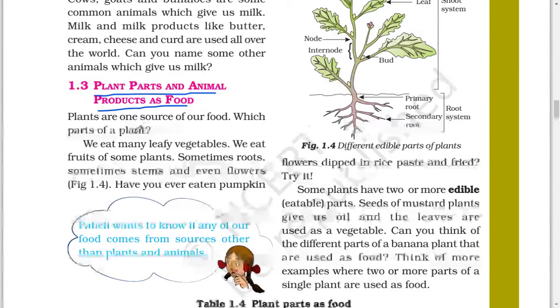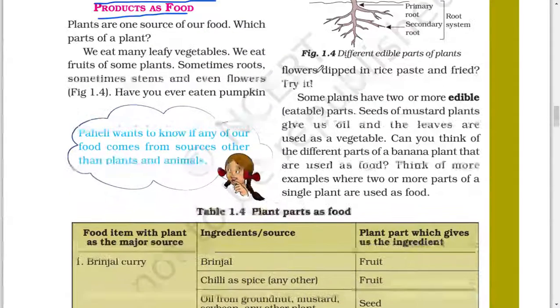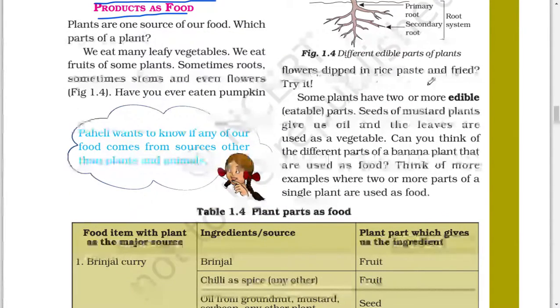Plants are one of the sources of our food. Which parts of a plant? We eat many leafy vegetables. We eat fruits of some plants, sometimes roots, sometimes stems, even flowers. Have you ever eaten pumpkin flowers dipped in rice paste and fried? Try it.